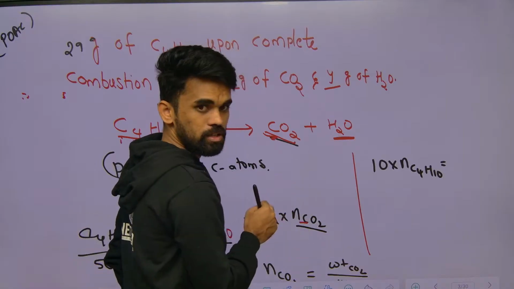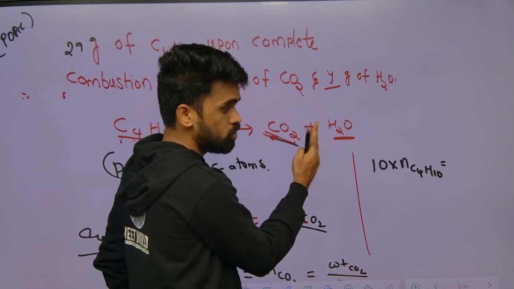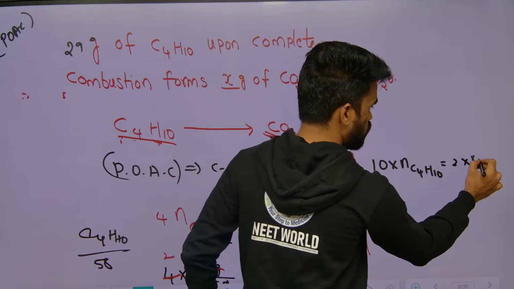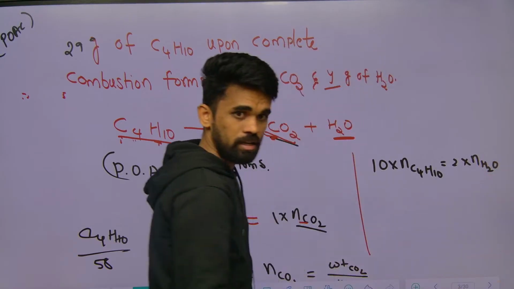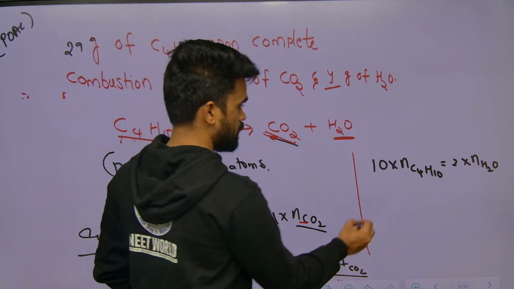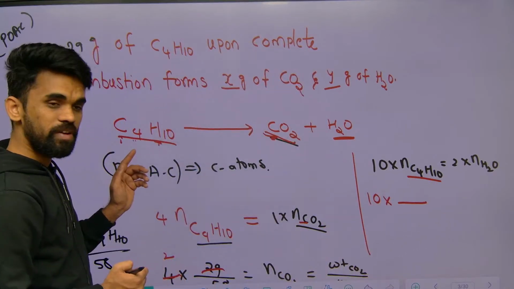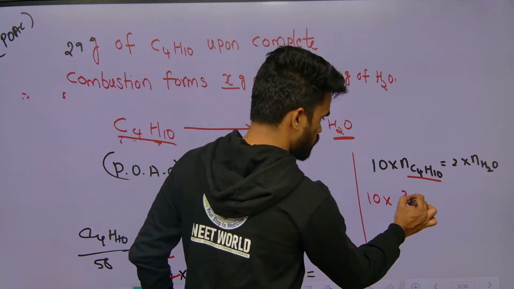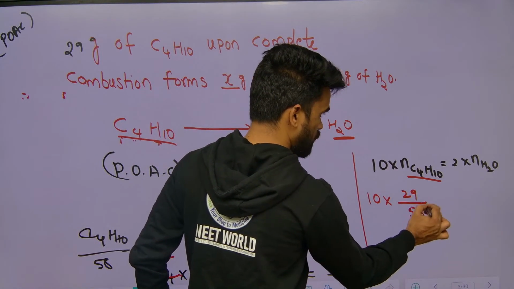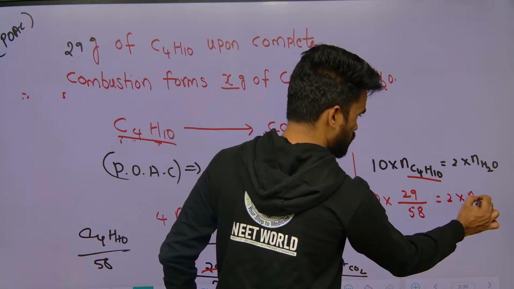How many hydrogens in a water molecule? 2. So 2 into number of moles of water. Clear how we are writing this? Okay. Then next, 10 into what should I do? Number of moles of butane, given weight by molar mass. Given weight is 29, molar mass is 58, which equals 2 into number of moles of water.